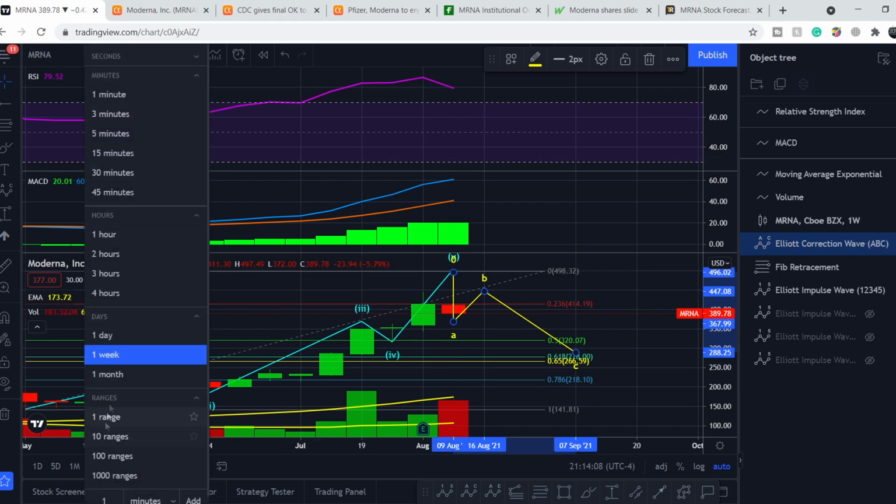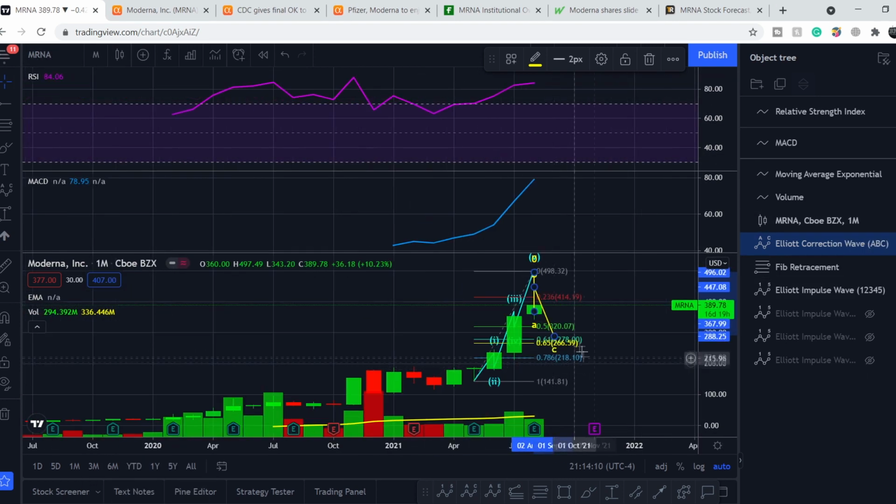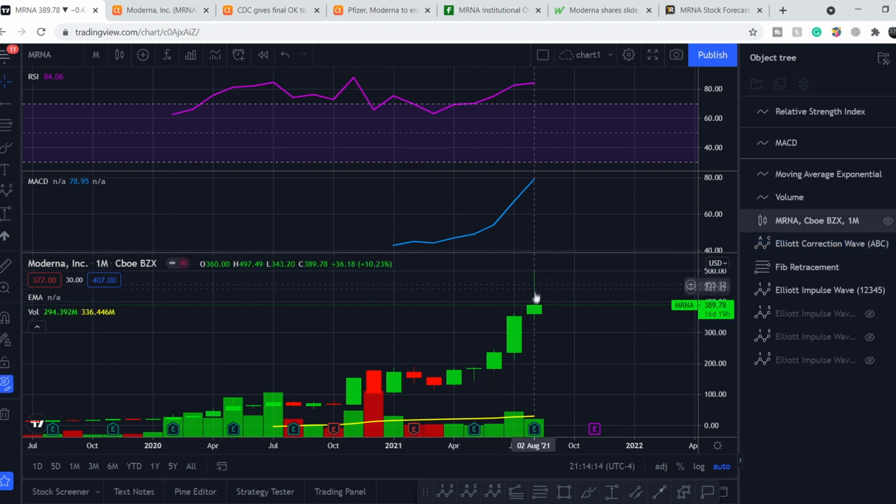So if we switch to the monthly time frame, let me show you that we also have this type of candle. Let me show it to you. It is a bearish candle, but we still have 16 days left until this candle is closed. And on RSI, we have a level of around 84.06. This means we are extremely, extremely overbought.